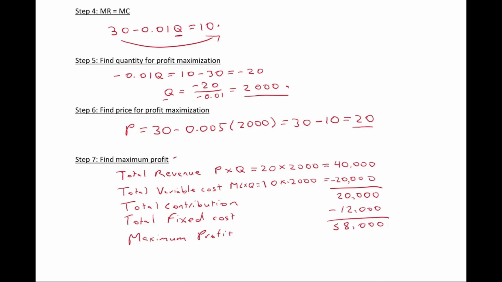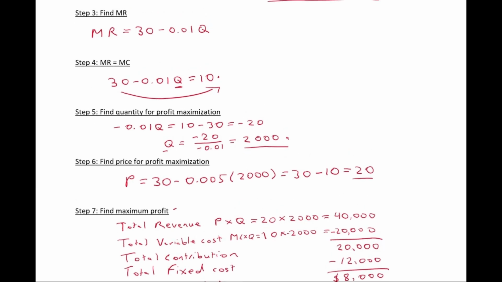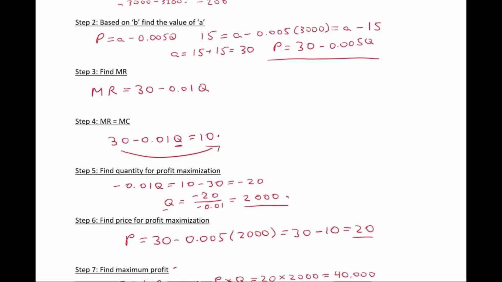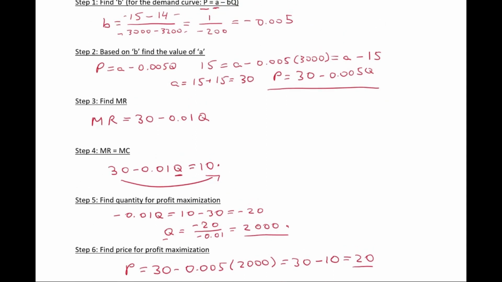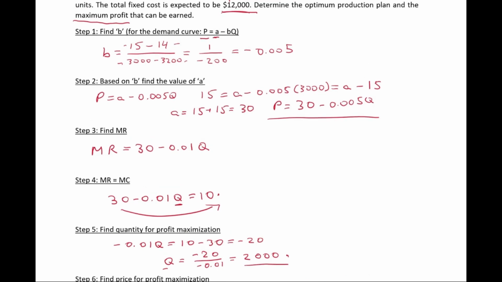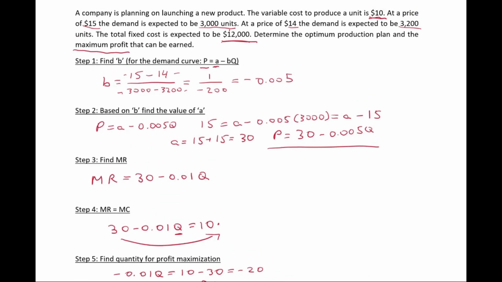Okay, so let's break it down. Whenever there's a profit maximization calculation, there are 7 intuitive steps. Remember, we're ultimately trying to get to the maximum profit based on the equation MR is equal to MC. To get to MR equal to MC, we need to find MR. To find MR, we need to find the demand curve. To find the demand curve, we need to find A and B. So the first step will always be find B for the demand curve, the slope of the demand curve, change in price over change in quantity demanded. Based on that, find the value of A and you have your demand curve.